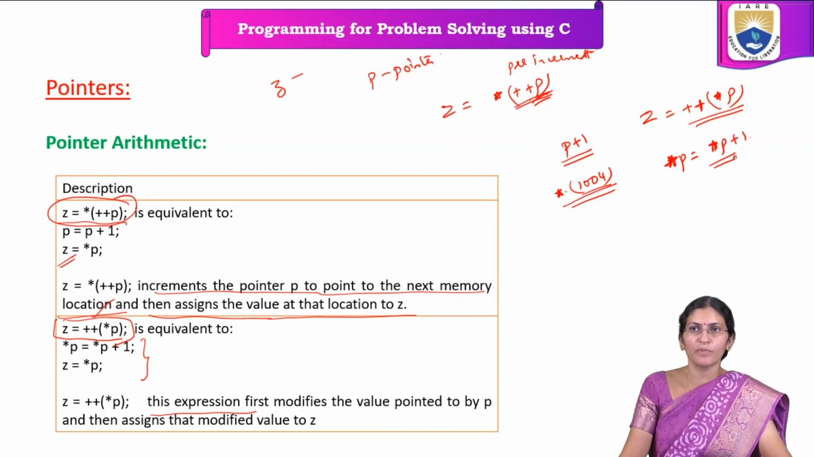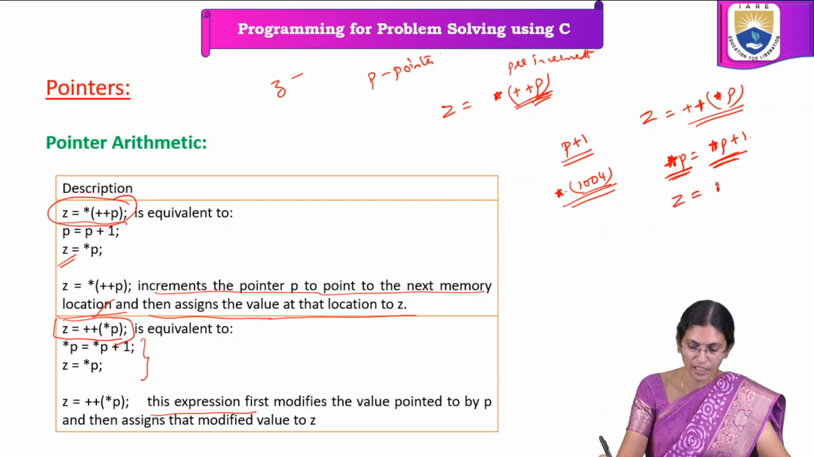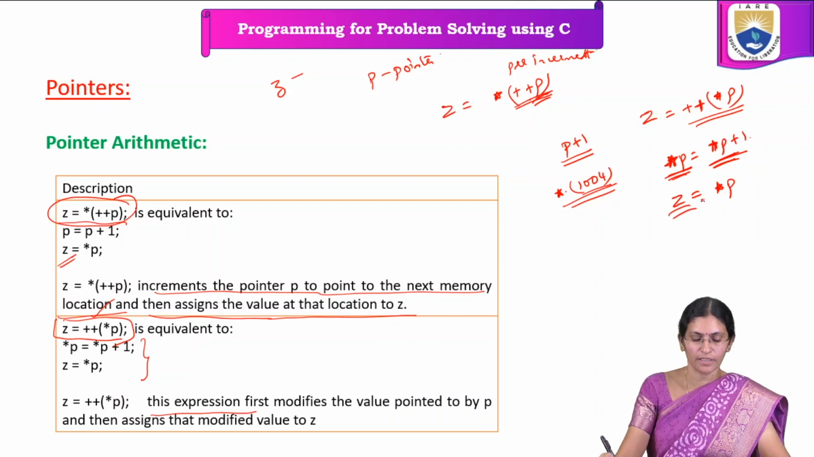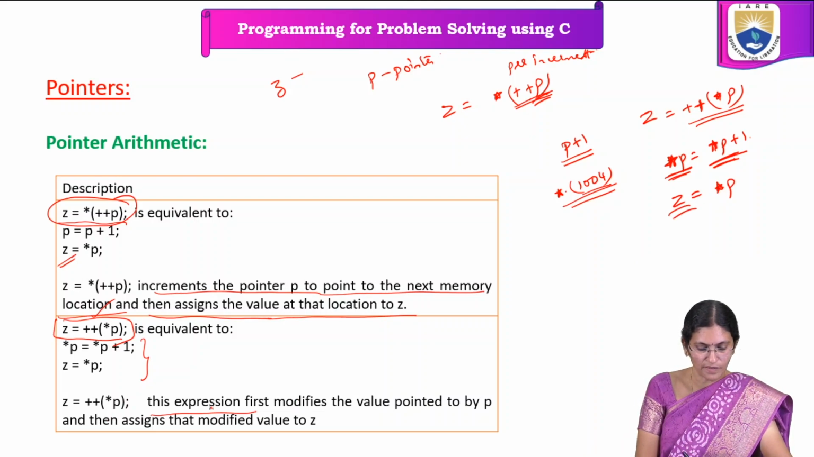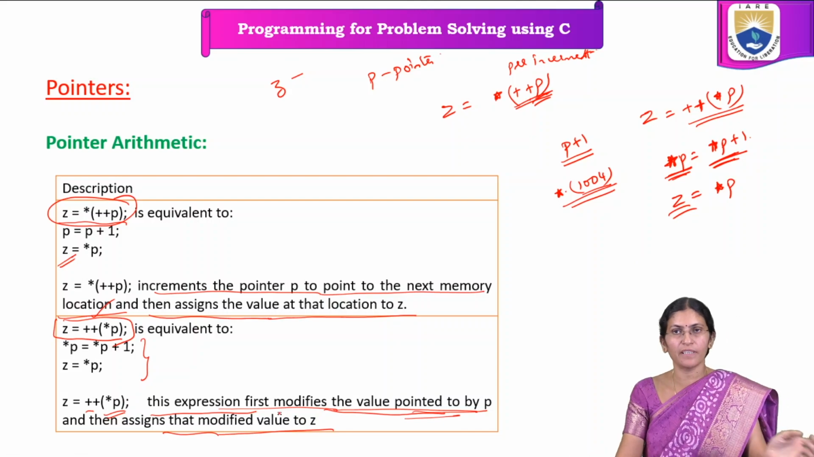That means the value at this particular address is incremented by 1. So here, not the pointer but the value at this address is incremented by 1, and that is replaced in the same location, star p. After that, the incremented value is assigned to z. For this we'll see an example. So this expression first modifies the value pointed to by p, and then assigns that modified value to z.